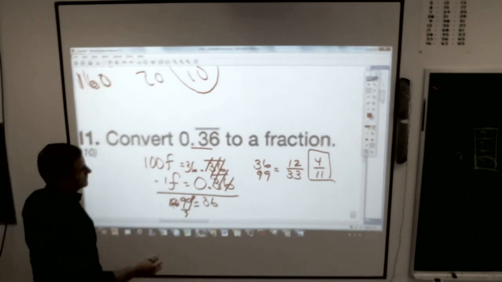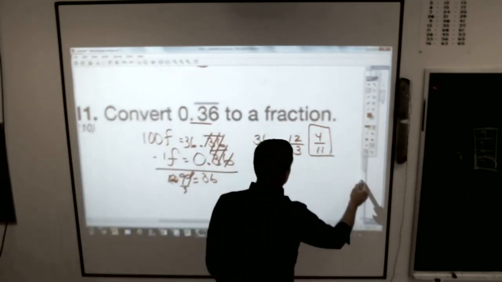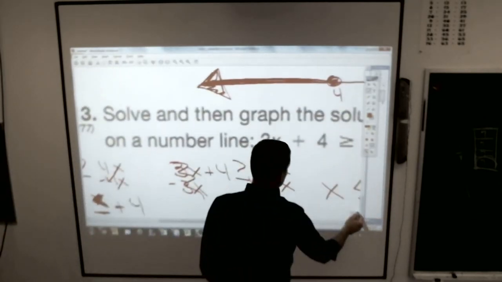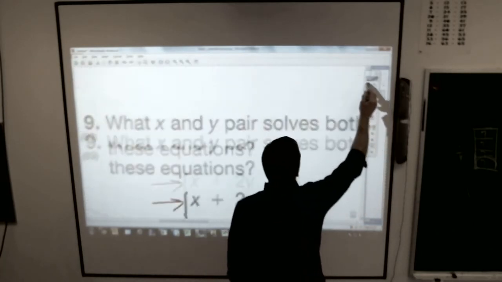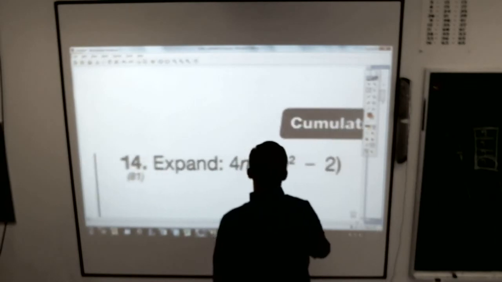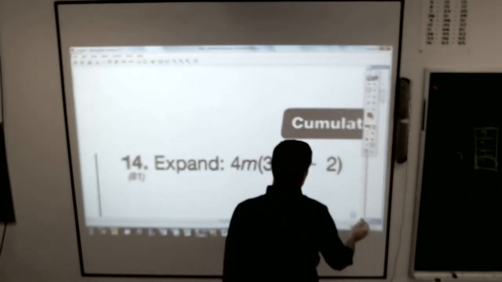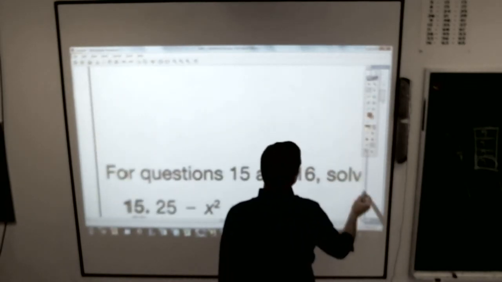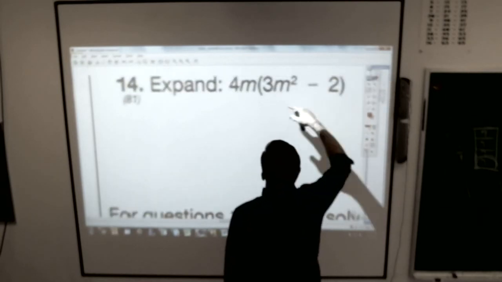Maddie, Ron? 14. Is that on this page here somewhere? Nope, over here somewhere? Is it over here? Expanding. Whoa. Is this all it is, expand this?